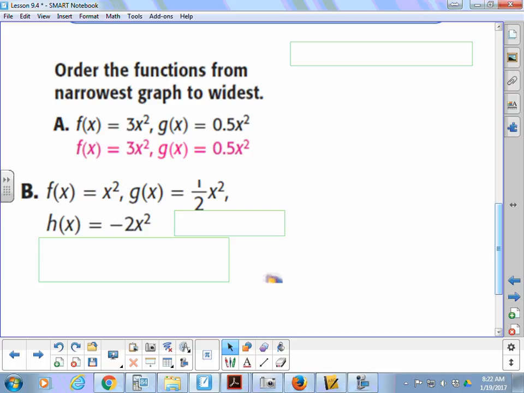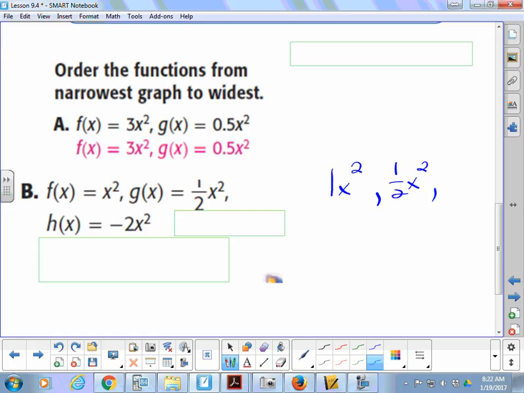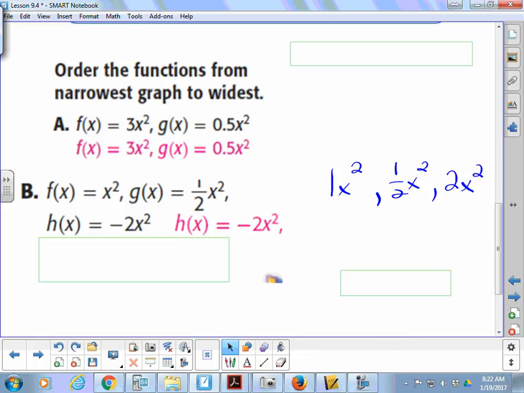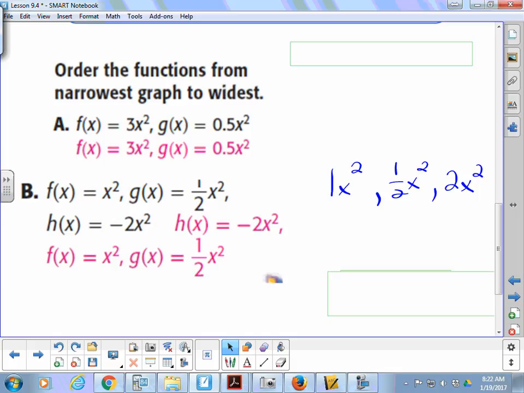So if you need to, you just change them all to positive, right? Because that's what absolute value is, correct? So if I wanted to order them, I could just say, okay, this is 1x squared, 1/2 x squared, and even though that says -2, if I'm talking about absolute value, then that would be 2x squared. So if I'm going from narrowest to widest, then it's going to be from the biggest number to the smallest number. So narrowest to widest, -2x squared is first, then x squared, then 1/2 x squared.